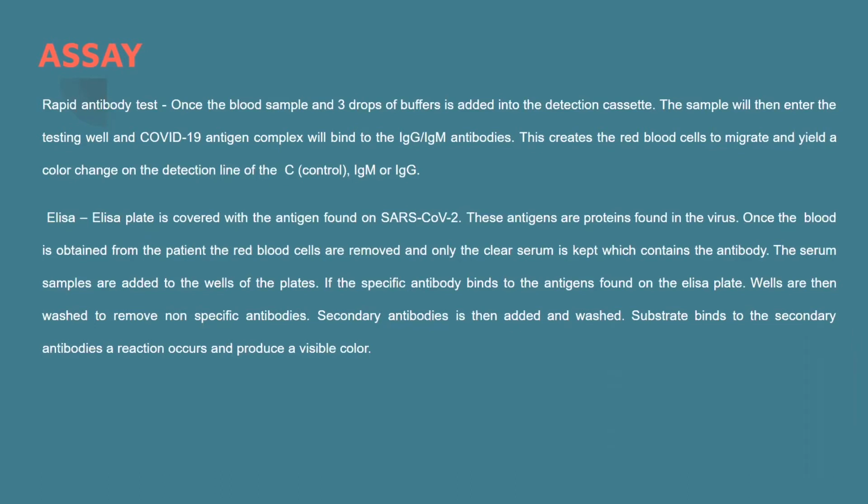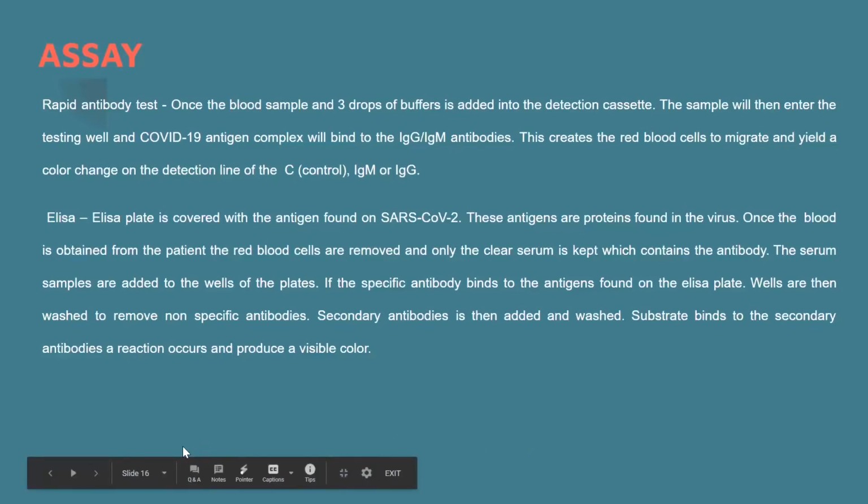These antigens are proteins found in the virus. Once the blood is obtained from the patient, the red blood cells are removed and only the clear serum is kept, which contains the antibody. The serum samples are added to the wells of the plate. If the specific antibody binds to the antigen found on the ELISA plate, wells are then washed to remove non-specific antibodies. Secondary antibodies are then added and washed. The substrate binds to the secondary antibodies, a reaction occurs and produces a visible color.